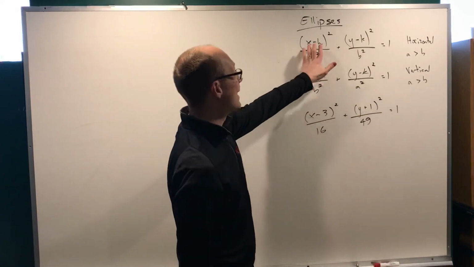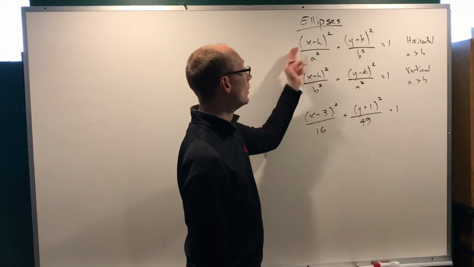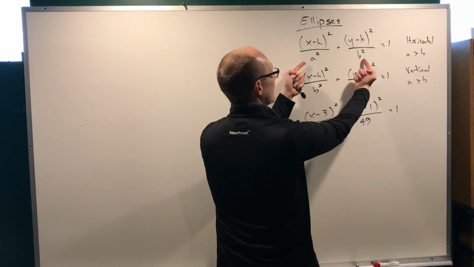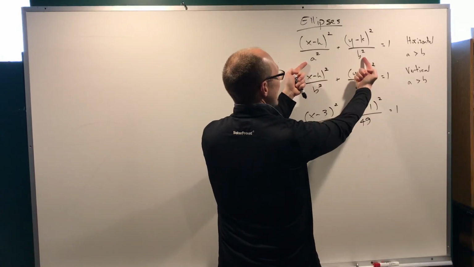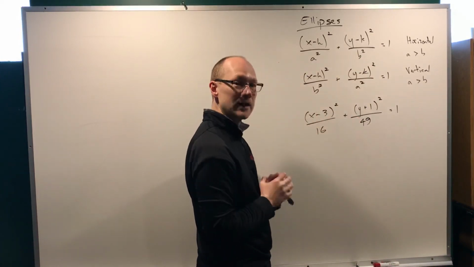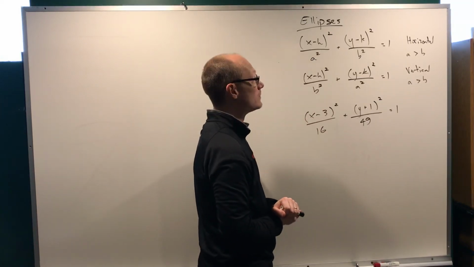We still have our x minus h and y minus k. Both of them are squared. Both of them are positive. But what we have is these fraction ideas. And the a squared and b squared are numbers that describe the length, width, and height of our ellipses.